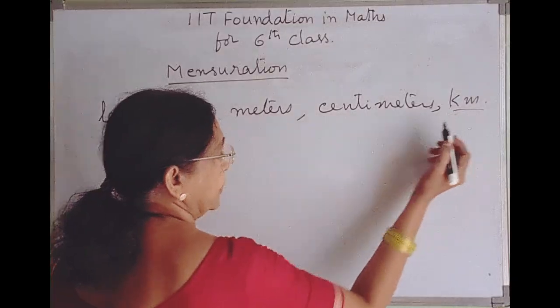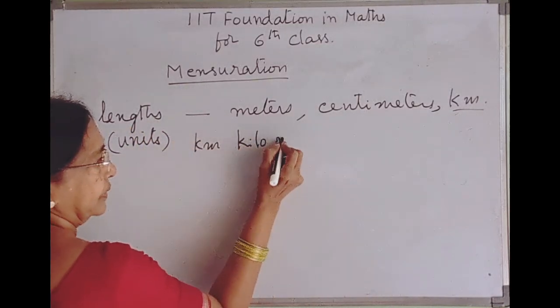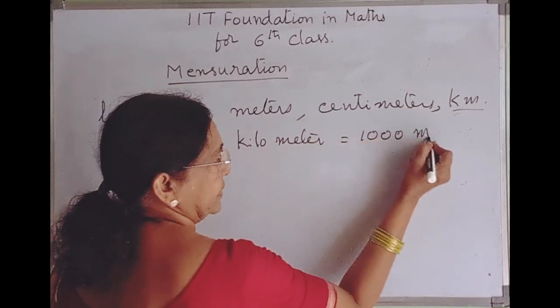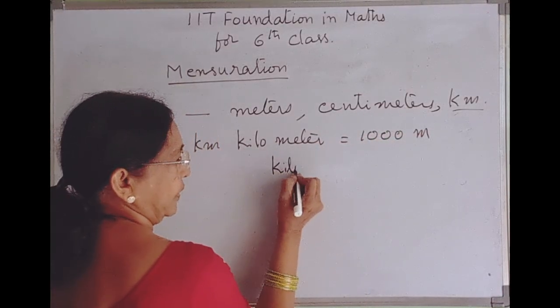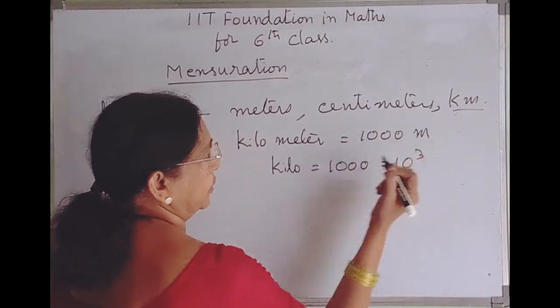For example, first, kilometer. Km means kilometer. A kilometer is equal to 1000 meters. Kilo is equal to 1000. That is equal to 10 to the power of 3.